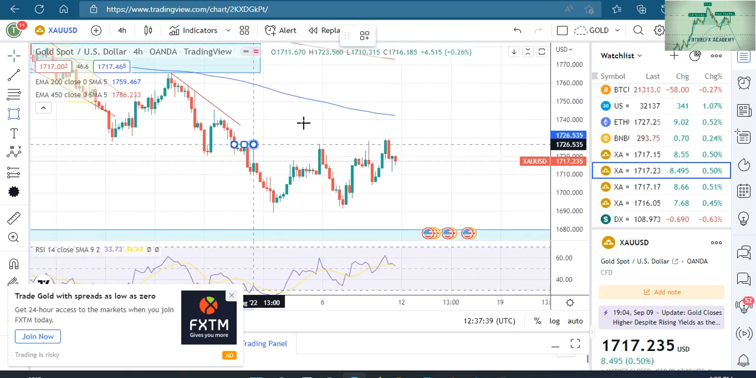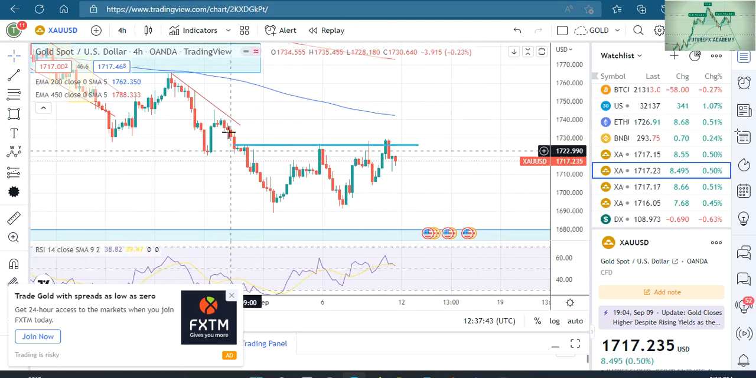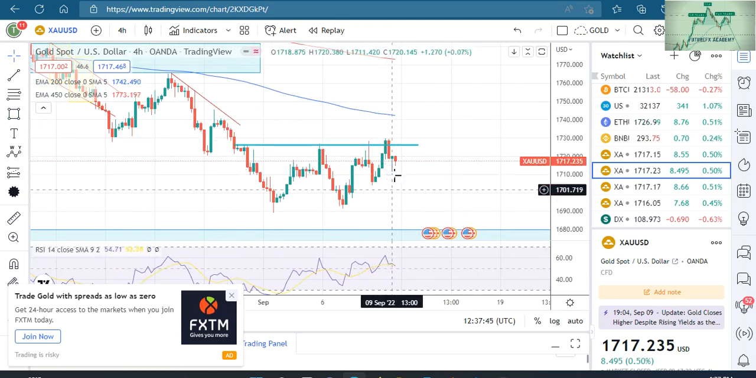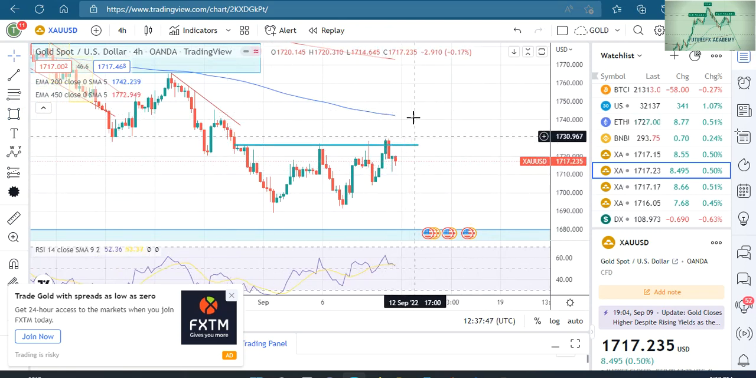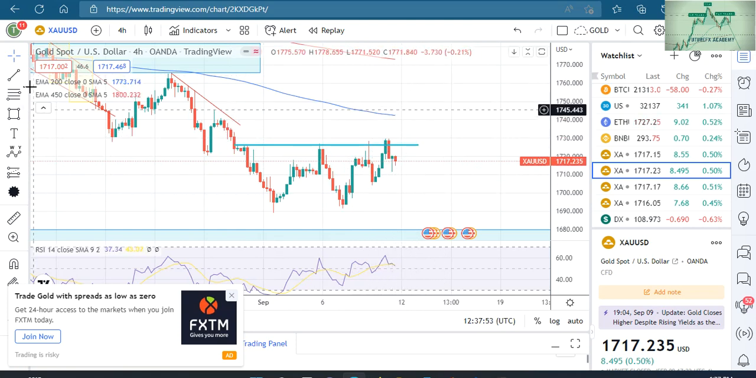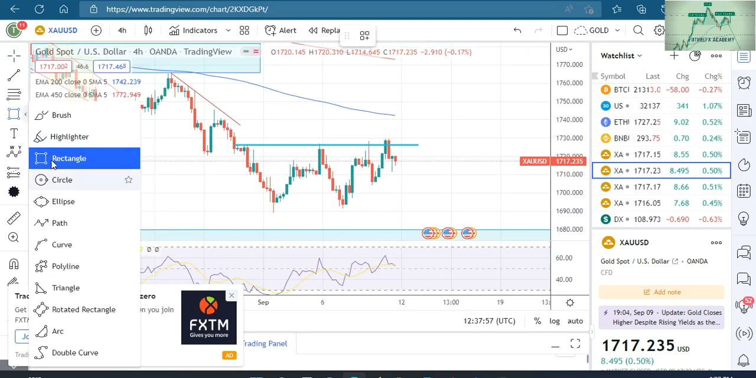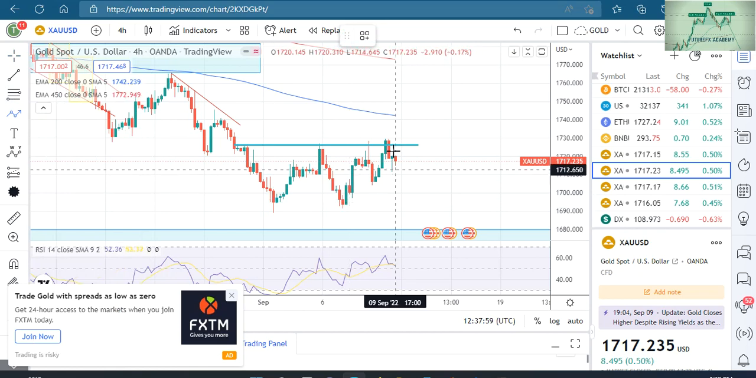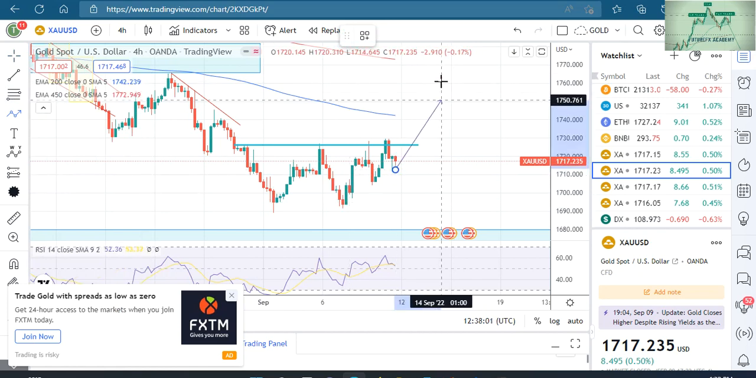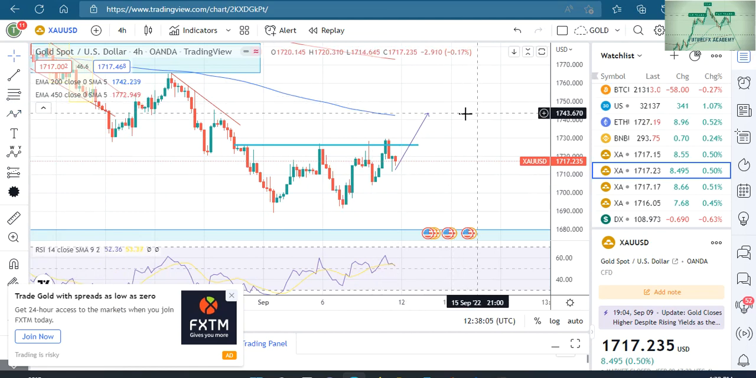You can see. So this area already broken. Then it comes back with a retest. So with this retest now, we expect market to make its move. Expect the market to make its move outside this price area.